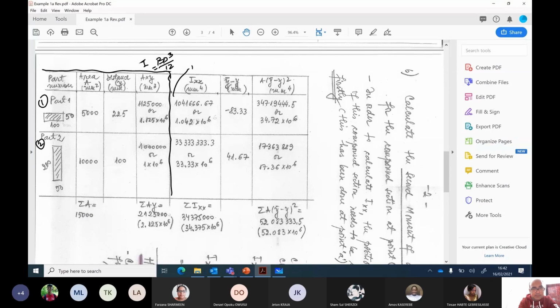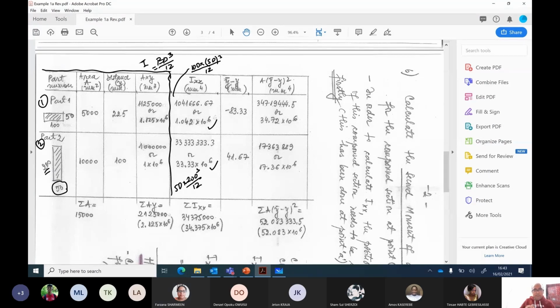So b here is 100 and d is 50, over 12, which gives 1.042 into 10 raised to 6. This looks fine to me. So for the second one, 50 is the width and the depth is 200. 200 cube over 12 gives 33.33 into 10 raised to 6.